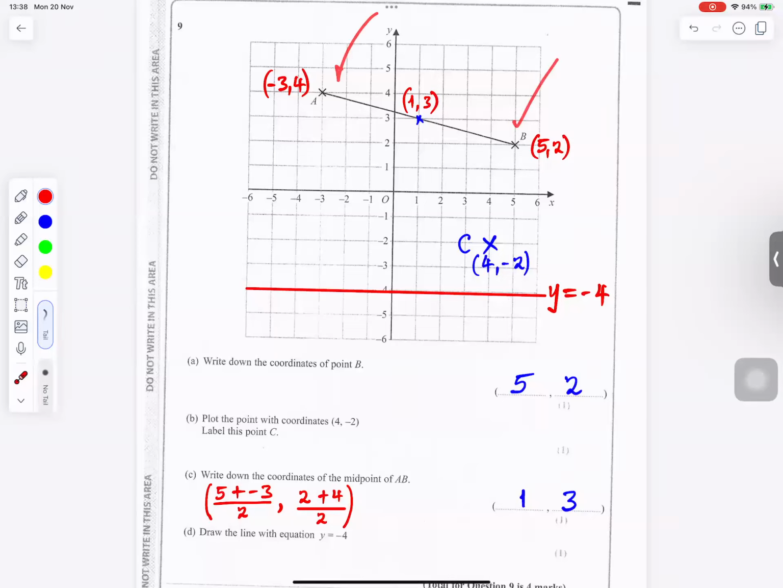That's A and B. To get the midpoint, you add the X values, minus 3 and 5, add them together, it gives you 2. 2 divided by 2 gives you 1. And then 4 plus 2 is 6, divided by 2 is 3. So it's 1, 3 in the middle there.